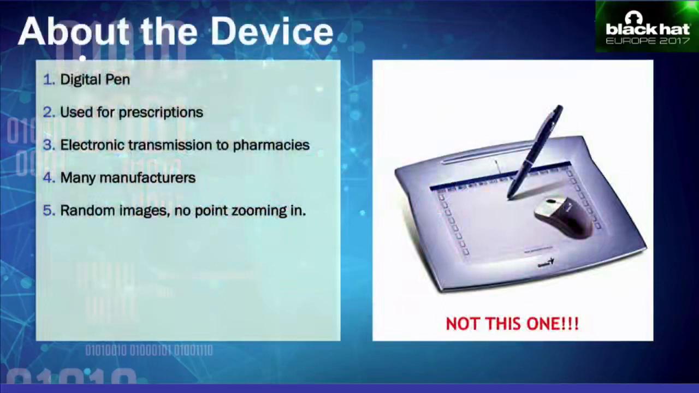This is the first device that we looked at. It was essentially a digital pen. Doctors use it to write prescriptions, which are then electronically transferred to the pharmacies, so patients can directly go to the pharmacies and get their medicine. There are tons of manufacturers that make these devices; we only looked at one of them. And this is just a random image from the internet. In fact, most of the images in here are random from the internet. They don't mean anything.